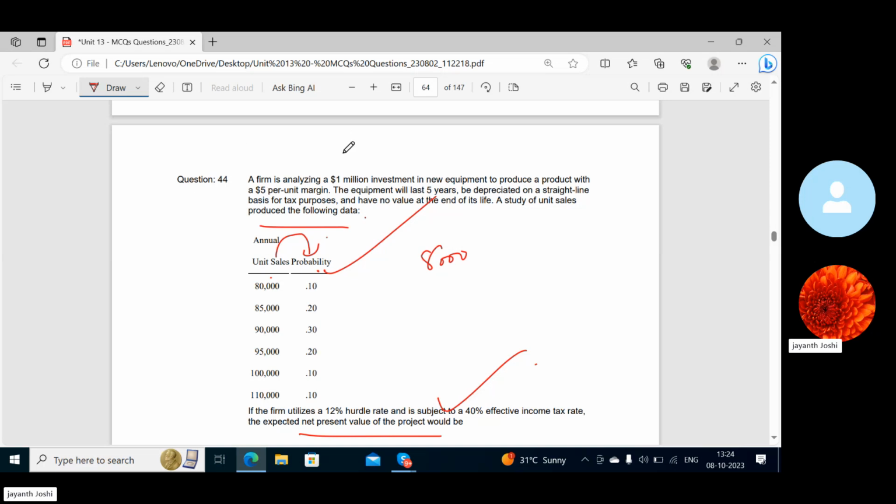So a firm is analyzing a $1 million investment in new equipment to produce a product with a $5 per unit margin. So this is what we will be multiplying with the sales, the total sales, what we are going to get. So it is going to be 8,500, 9,000, 17,000, 27,000, 9,500.